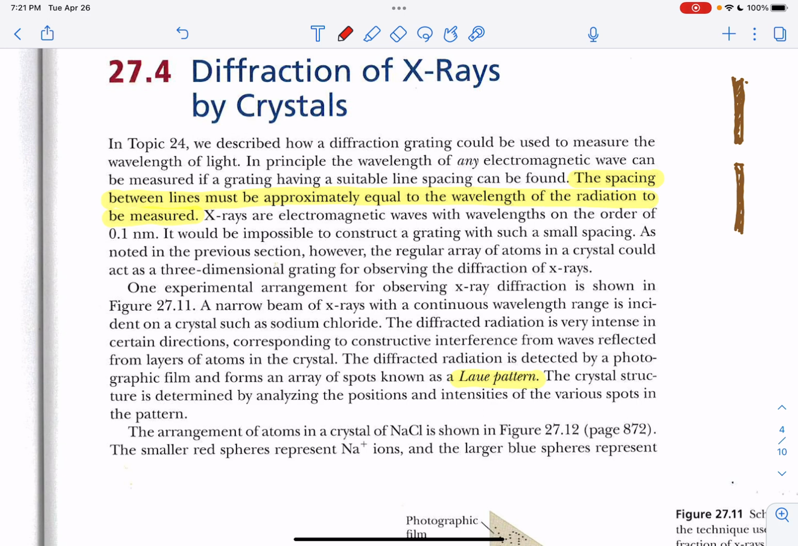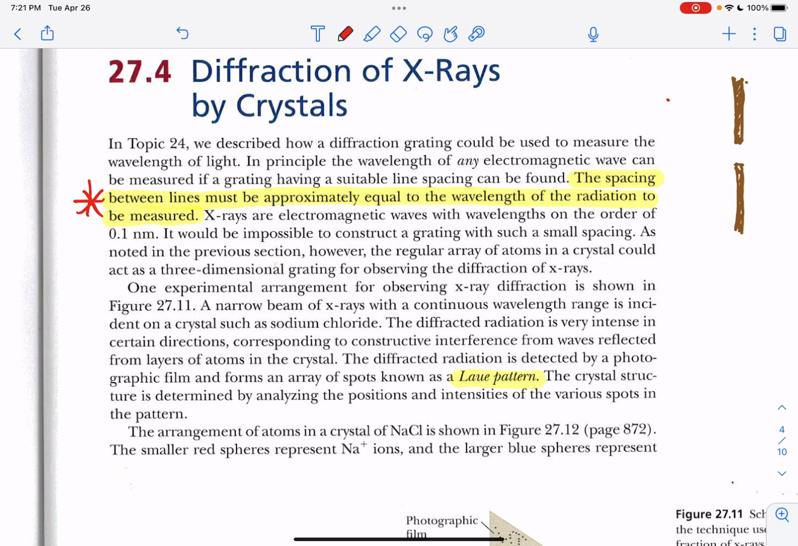Now, a diffraction grating is like a piece of exposed film where someone has taken a razor blade edge and etched lines extremely close together, parallel lines in that material. And when the light goes through that material, it diffracts. Now, there's a very important point in order to see diffraction, and that is that the spacing between the lines of the diffraction grating must be approximately equal to the wavelength of the radiation to be measured.